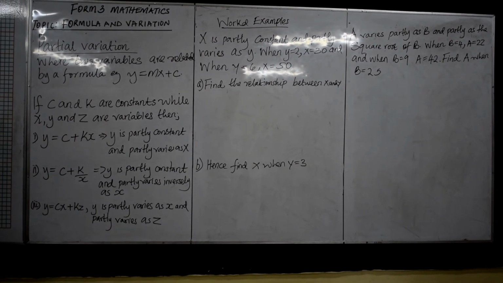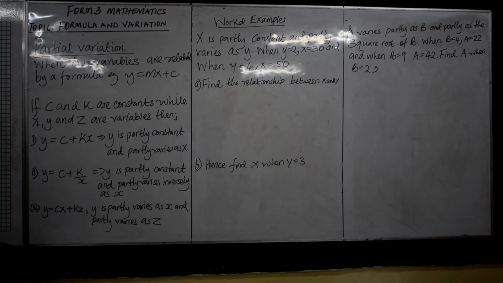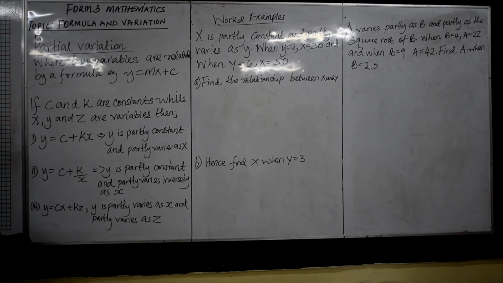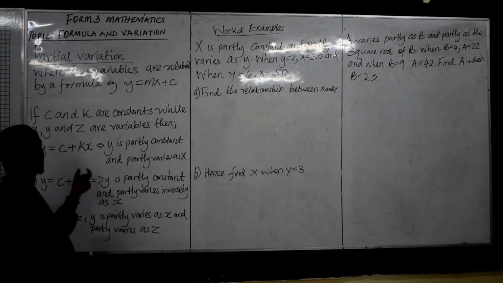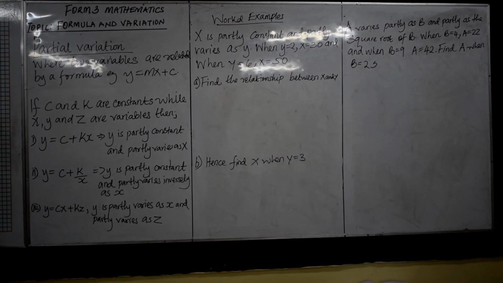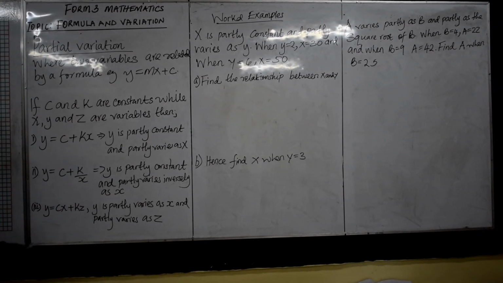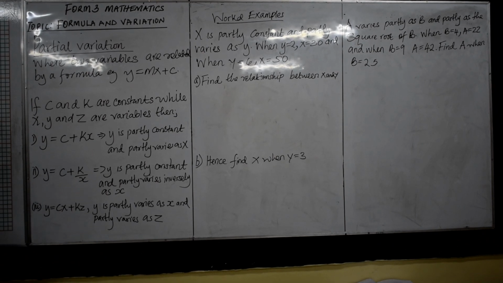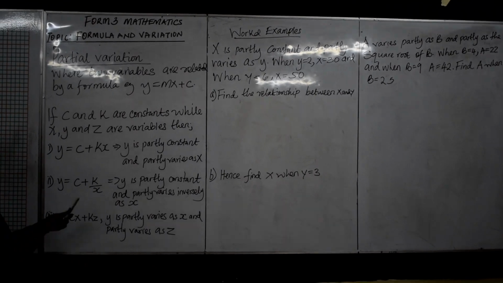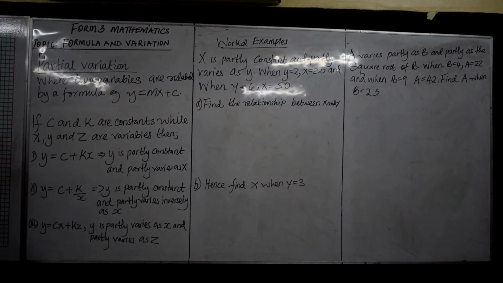If c and k are constants, while x, y, z are variables, then if y is equal to c plus kx, this one we read as y is partially constant and partially varies as x. Number two, if we have y is equal to c plus k over x, c and k are constants. Therefore, we say y is partially constant and partially varies inversely as x.